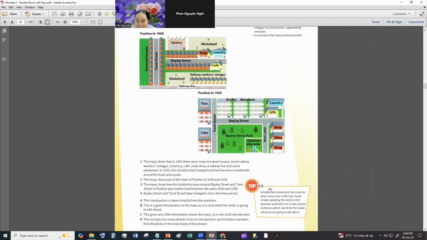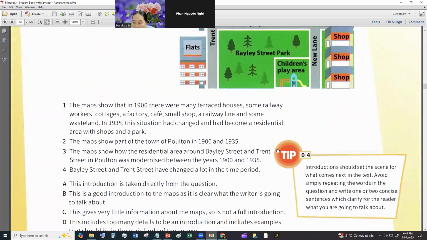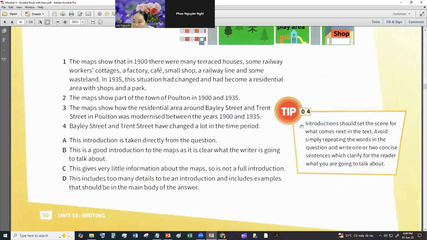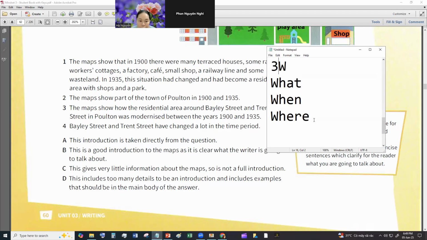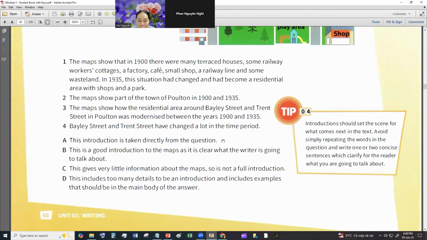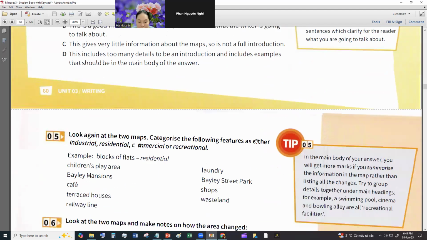So remember, introductions should set the scene for what comes next in the text. Avoid simply repeating what the task question says, and avoid writing 1 or 2 words. Instead, you should write concise sentences which clarify what you are going to talk about. So what does it mean by concise? Remember the 3 W's, okay? And the information from the task question and the chart.